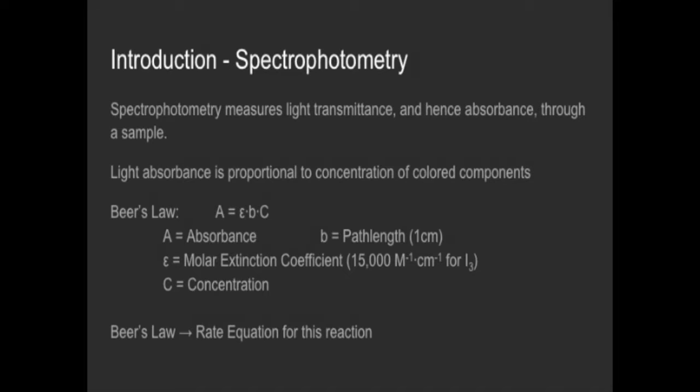This is described mathematically by Beer's law, which is shown here in the middle of the screen, where A is the absorbance measured by the machine. Epsilon is the molar extinction coefficient, which varies depending on the compound, but for us it's about 15,000 per mole centimeter. B is the path length, which is generally 1 centimeter. C is the concentration. Now, using Beer's law, we can generate the rate equation for this reaction.